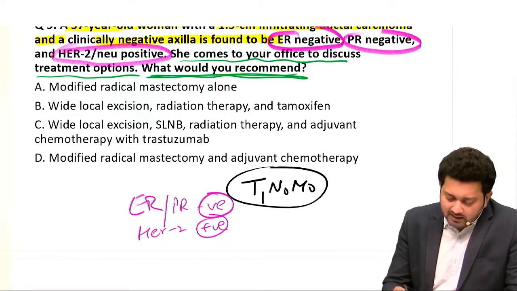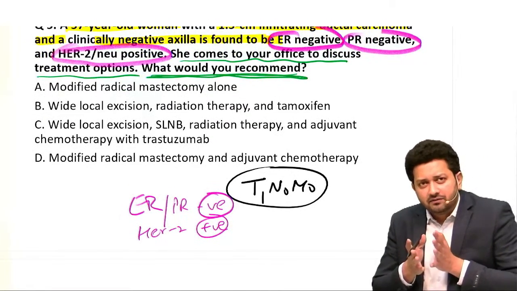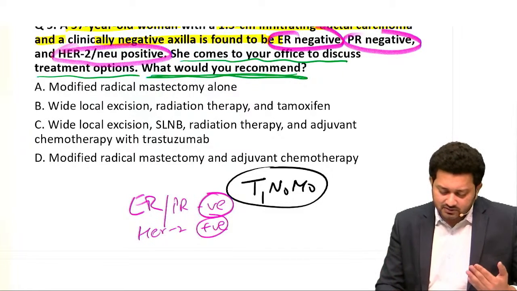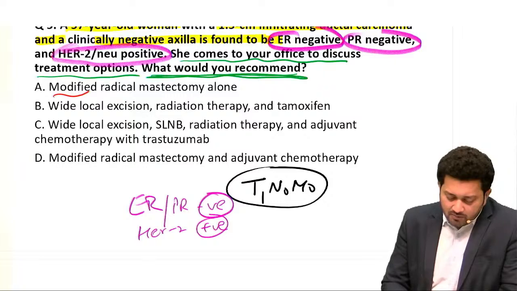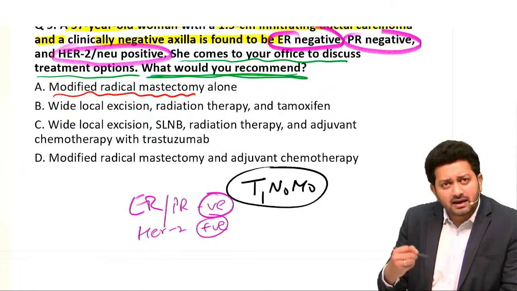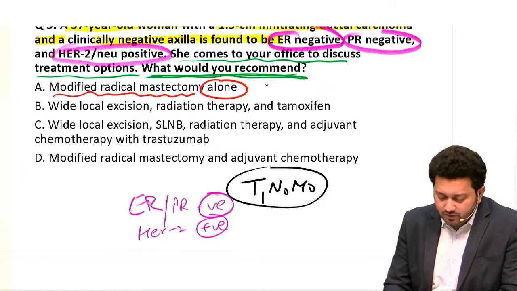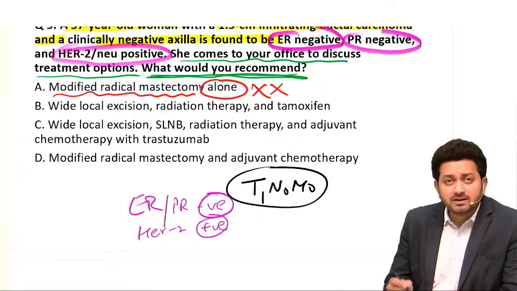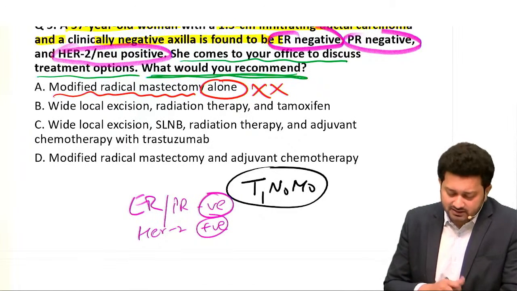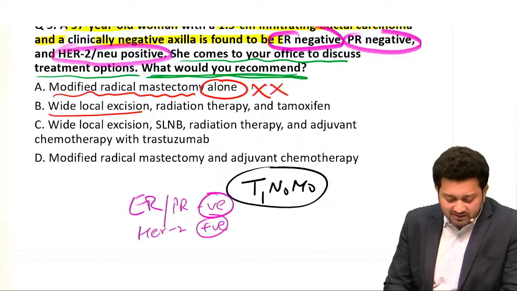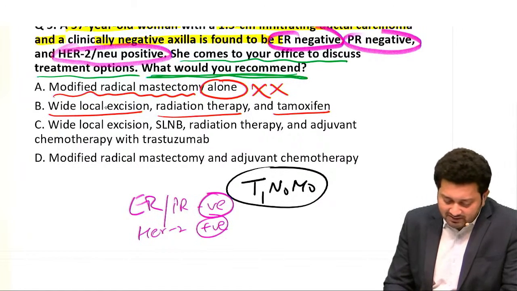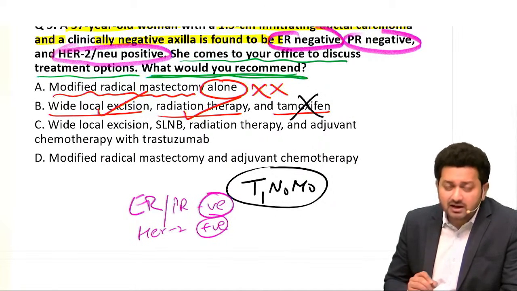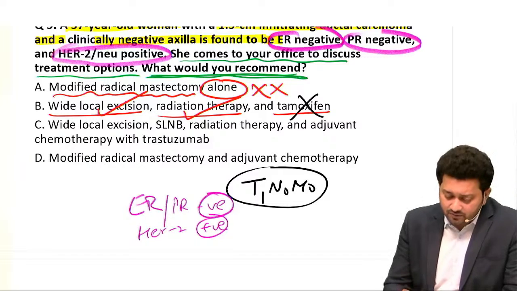If we go and discuss the treatment of breast cancer, it will take more than 1 hour. Let's go option wise. Modified radical mastectomy can be an option, but alone, no. Most people these days will go for breast conservation in these cases. Wide local excision is breast conservation surgery, with radiation and tamoxifen. This is okay. But tamoxifen you give for ER/PR positive, our patient is negative, no use.